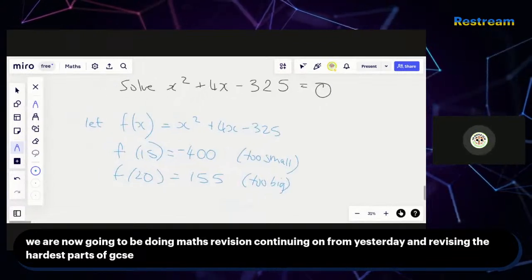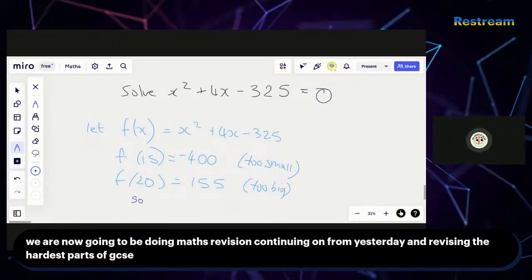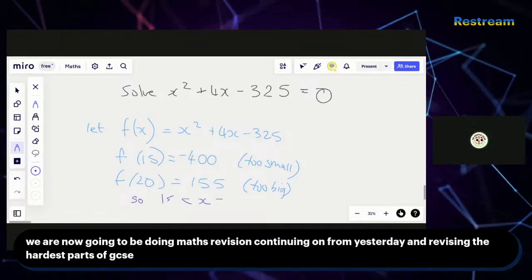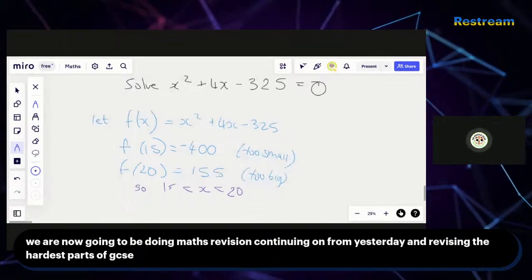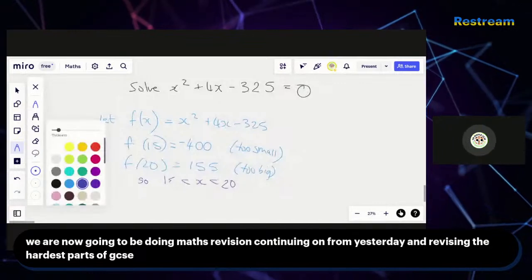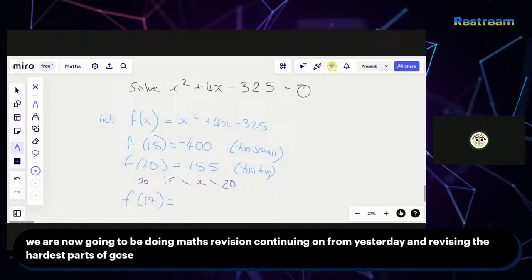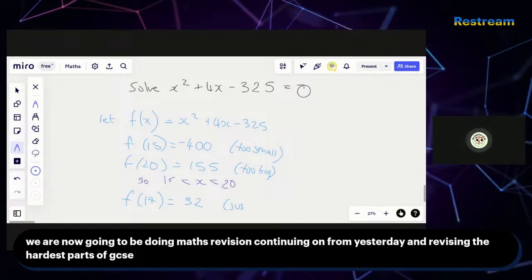So the interval bisection, you have to say, x is between 15 and 20. That is the key part of interval bisection because that is bisecting. So now you can give another guess that's roughly in the middle. So say x is 17. You get the answer 32. This is just too big.